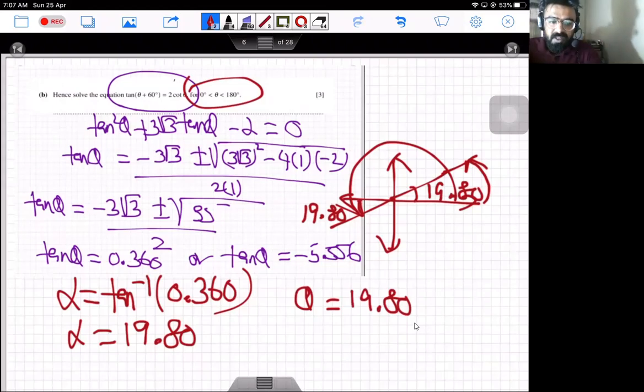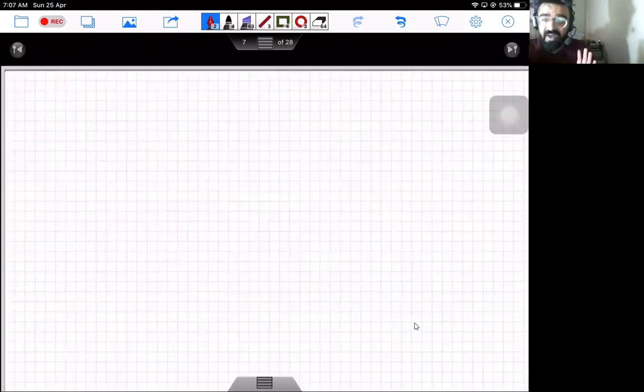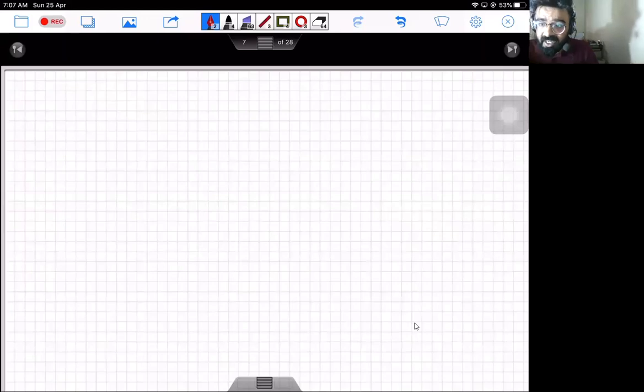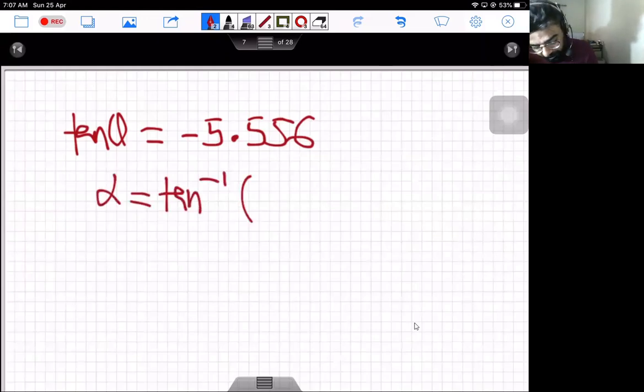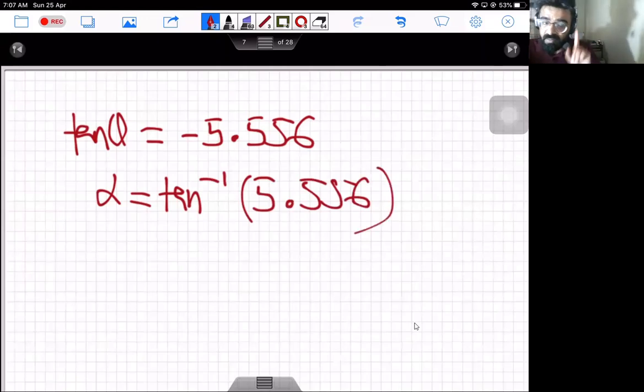And then you have tan theta equal to minus 5.556. Whenever you are finding the basic angle, always ignore the negative sign. So alpha is equal to tan inverse 5.556, always ignoring the negative sign. So what is tan inverse 5.556? Alpha is equal to 79.80.